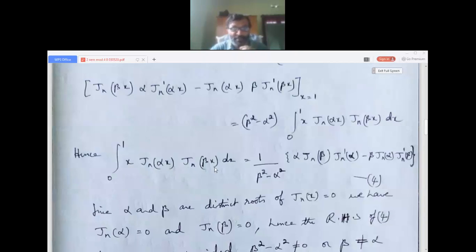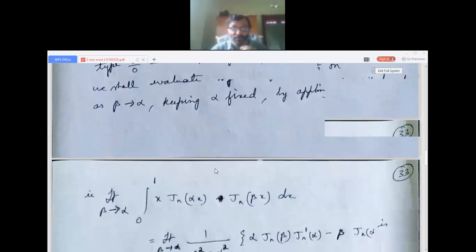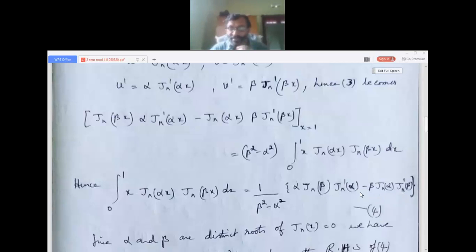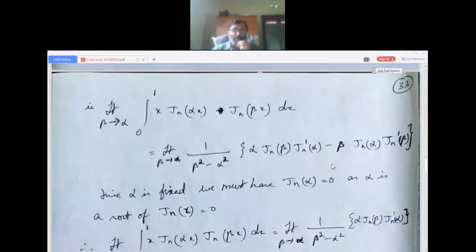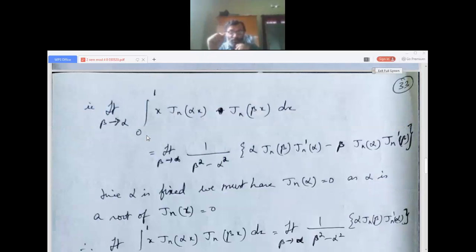The integral from 0 to 1 of x Jn(alpha x) Jn(beta x) dx is equal to 1 by beta squared minus alpha squared, limit alpha tends to beta, of 1 by beta squared minus alpha squared into [alpha Jn(beta) Jn'(alpha) minus beta Jn(alpha) Jn'(beta)]. Same thing I have written here. So it is not equation 3, it is equation 4. So we apply the limit. When we get 0 by 0 form, we apply the limit using L'Hospital's rule and simplify.